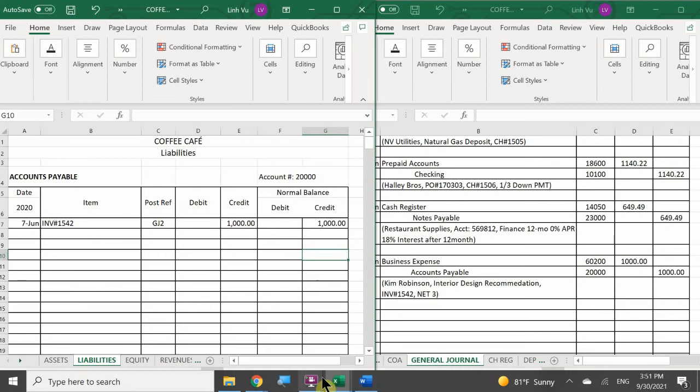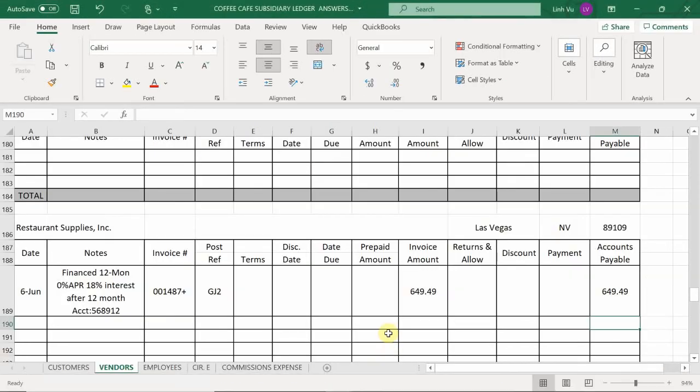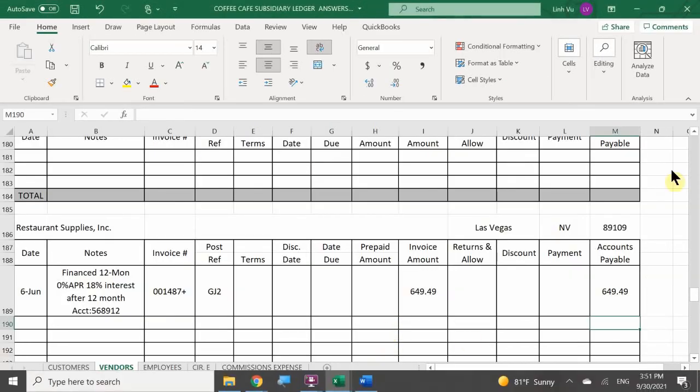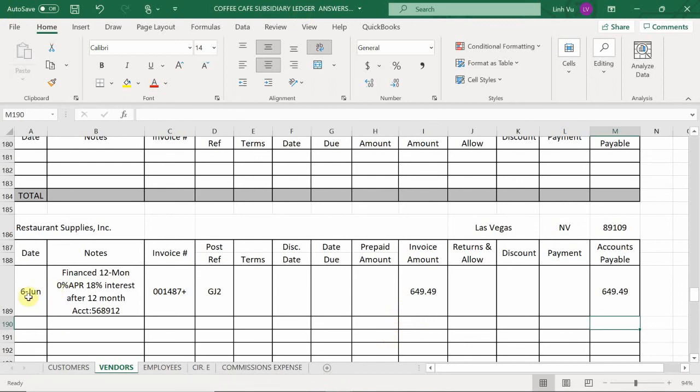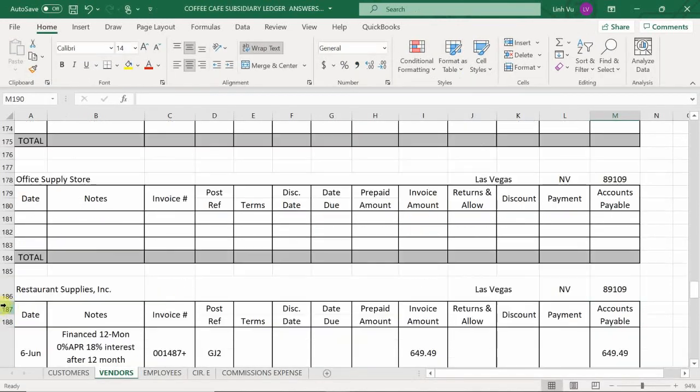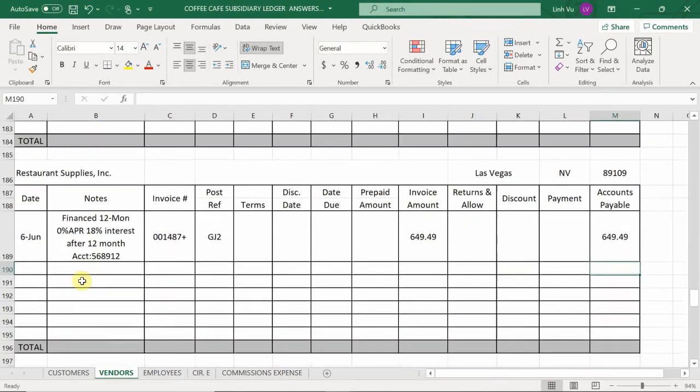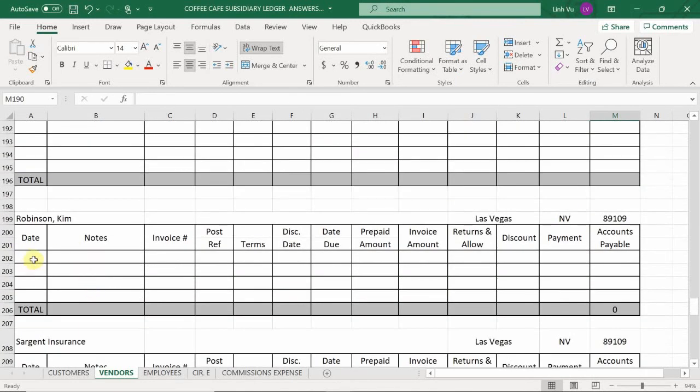Now that we finished the journal and the ledger, we need to do the subsidiary ledger. We're going to look her up. She's an independent contractor, so she'll be put into the system based on her last name. We are restaurant supplies, so Robinson should be right underneath it. Yes, it is, Kim Robinson. It is the 7th. This is where you can put all the information: interior design recommendation.